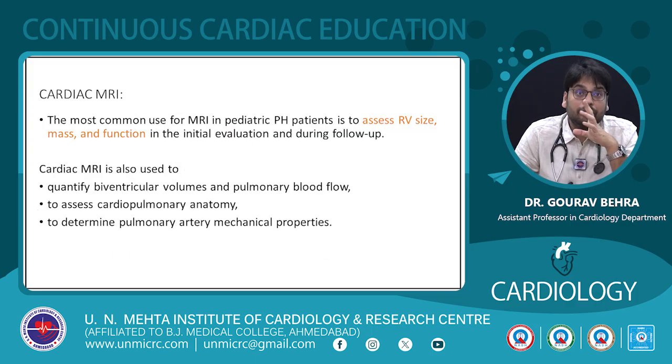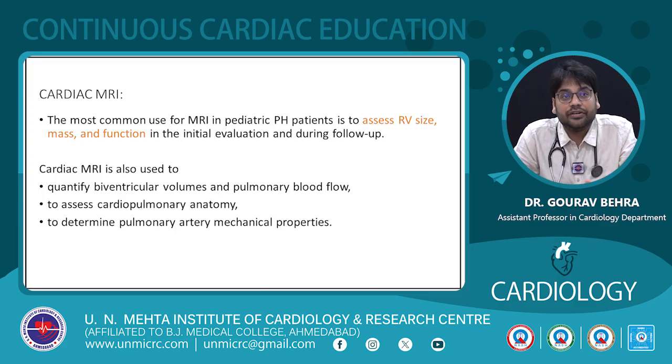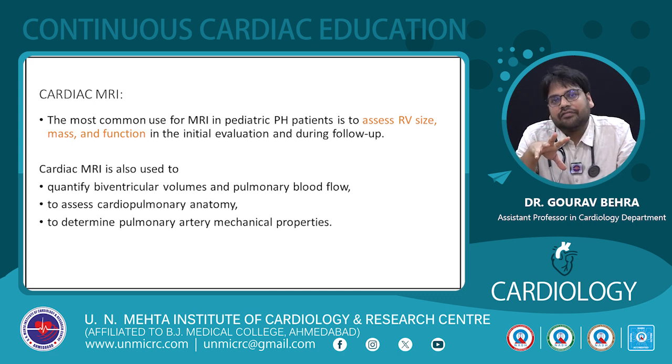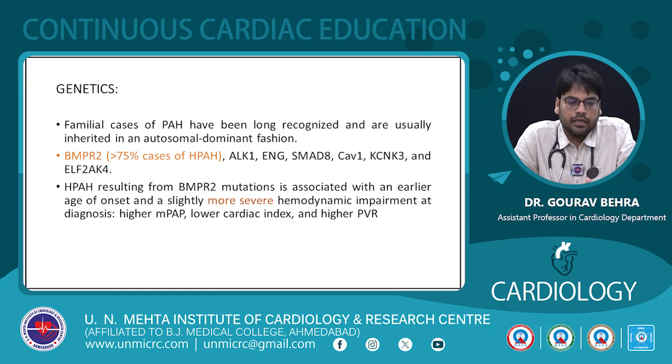Now we are in the generation of cardiac MRI. So, pediatric PH patient versus RV size and mass. For looking at the LV and the regurgitation fractions, MRI is the gold standard. This is very important: you can easily measure the level of Qp, the level of pulmonary flow, the biventricular function, the anatomy, and different mechanical properties of the pulmonary artery can also be seen by cardiac MRI.